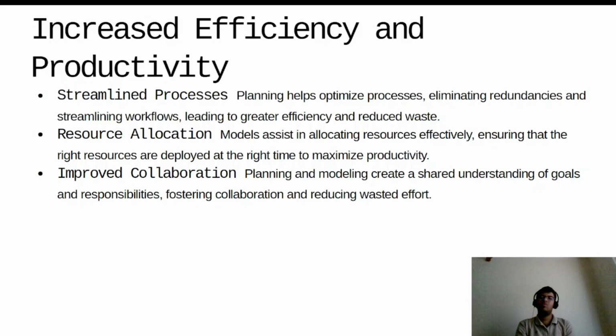Next is of improved collaboration. Now this helps to have a shared understanding of goals among other people and other team members, which helps to reduce wasted effort.